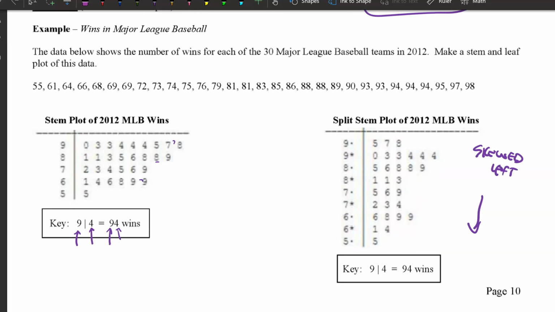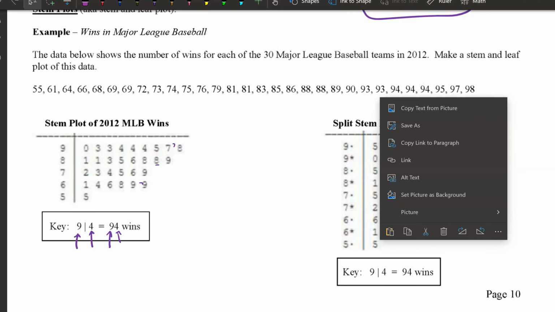The reason it looks like that is because I started at 9s and I went to 6, 5 instead of starting at 5s and going down to higher down here. Okay, if I would have made it this way, then if I look at it from the left side sideways, it would look skewed left. So you got to be careful about that. Think about whether it's skewed to bigger values or smaller values when you're looking at stem plots. Okay, all right.